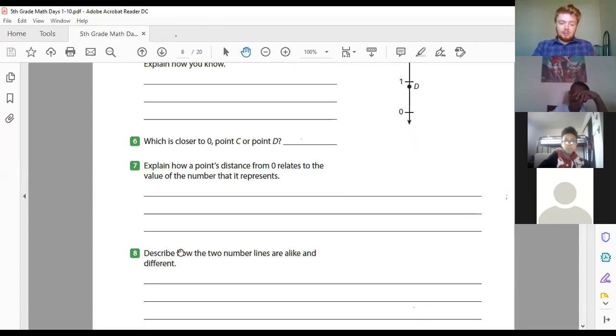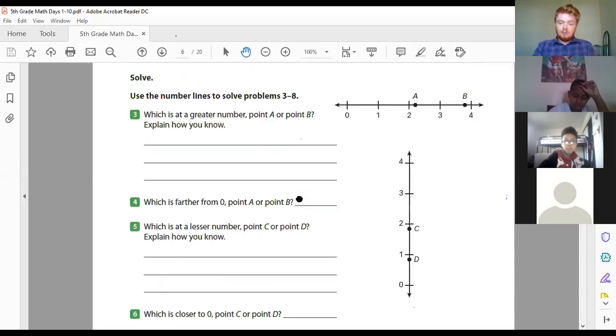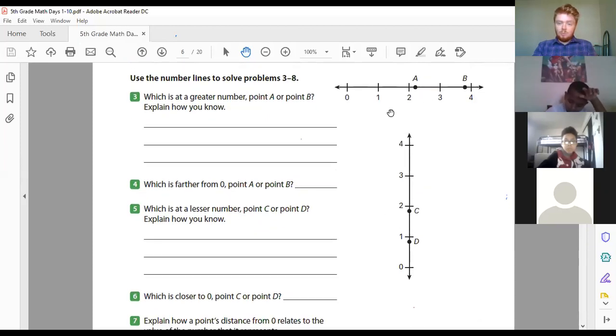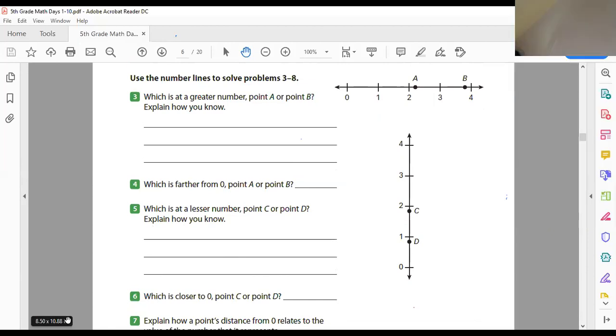All right, 8, describe how the 2 number lines are alike and different. So these number lines right here, what makes them the same? What makes them different? Let's do the same first. So first, what makes these number lines the same? You can type it or you can raise your hand.